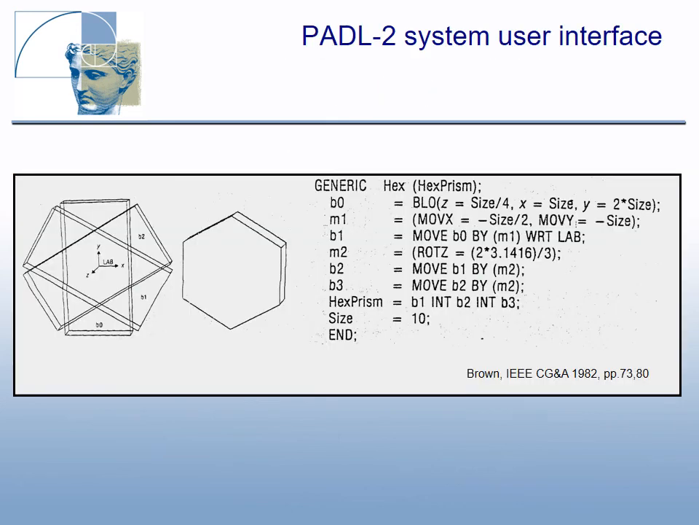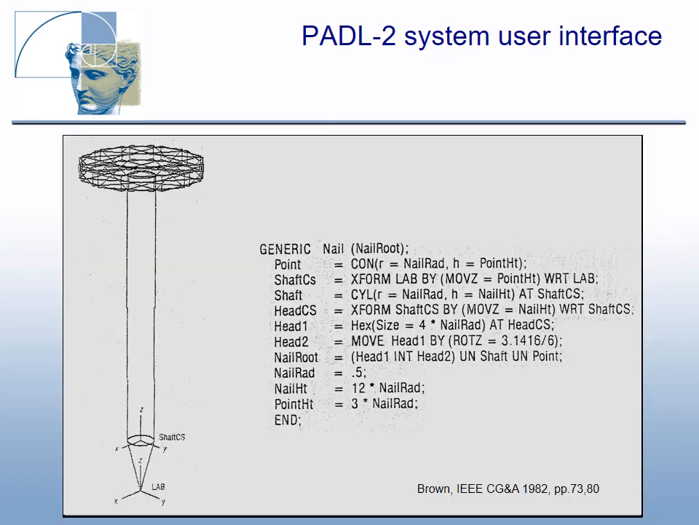This example gives an impression of the procedural solid definition in PADL2. The prism is described as an intersection of three blocks. This is a nail modeled using one intersection and two union operations. See the nail root description line.